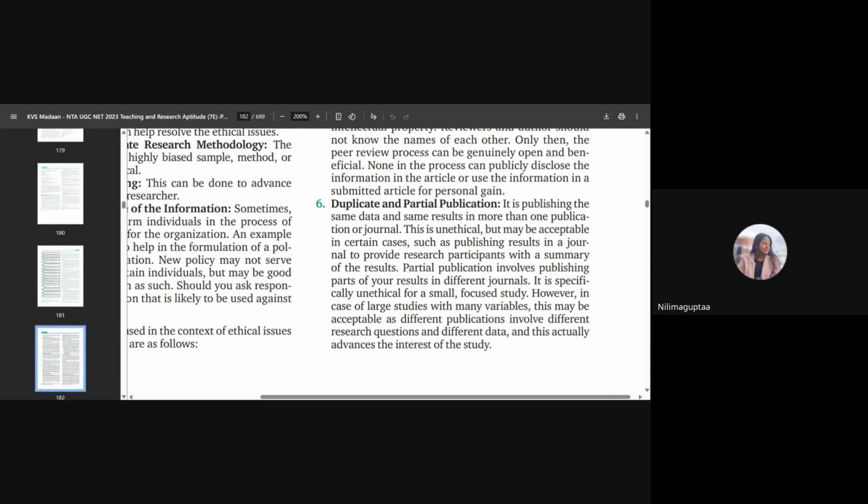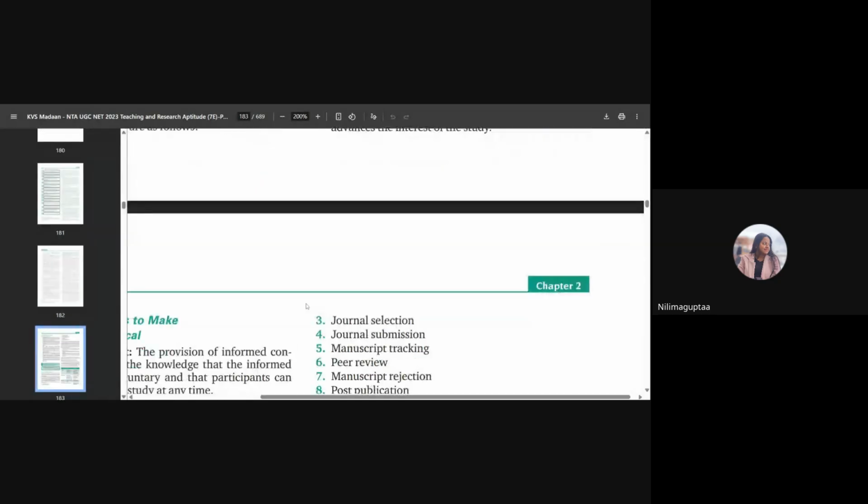Okay, such as publishing a result in a journal to provide research participants with a summary of the result, or partial publication. First was duplicate. The partial publication involves publishing part of your results in different journals. It is specifically unethical for a small focus study, a small research paper that you write, like 5 to 7 pages. For that, it is not possible. However, in a large study with many variables, this is acceptable, that you can publish a part of it, and then you can conduct some more research articles and all, and then you can involve certain more different questions, data, and everything, and then you can republish it. Okay.